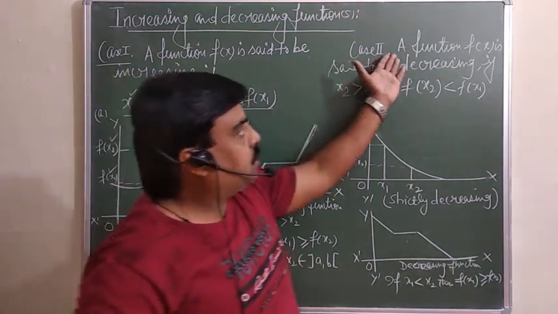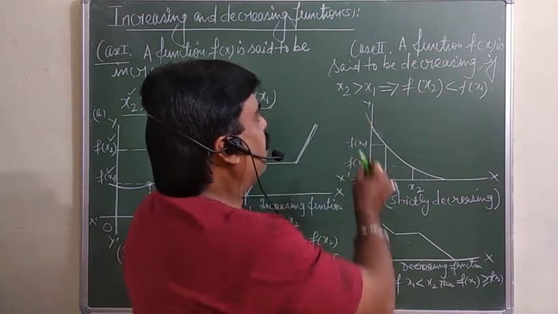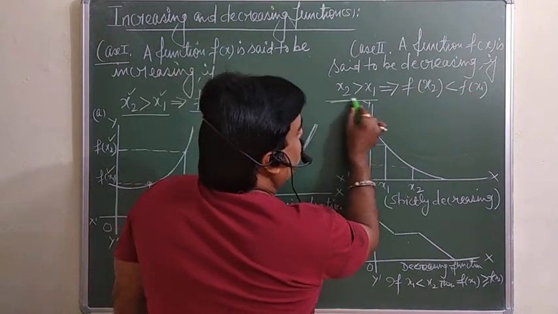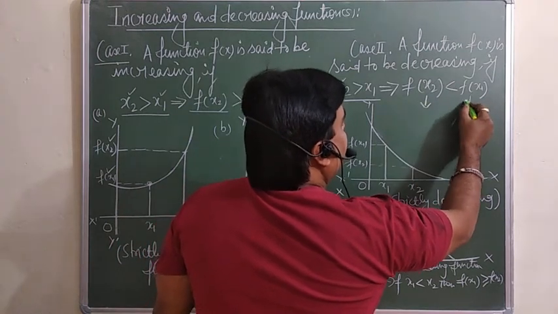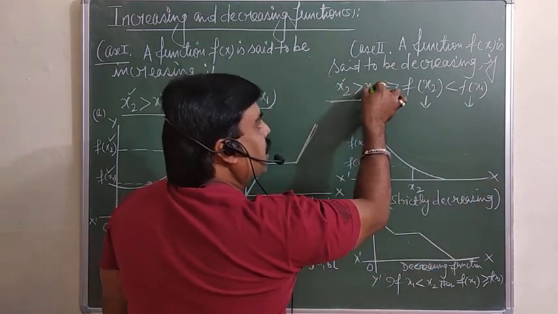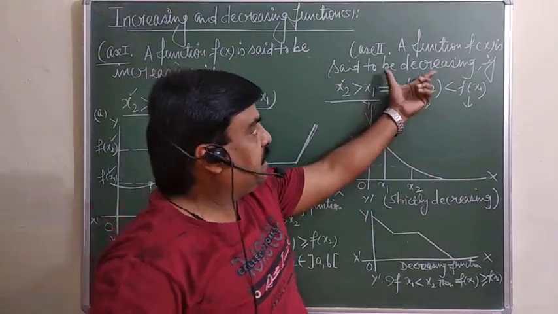In the same way, in the case of decreasing, a function f(x) is said to be decreasing if x2 is greater than x1, but the value of f(x2) is less than f(x1). Then you can say it is a decreasing function.